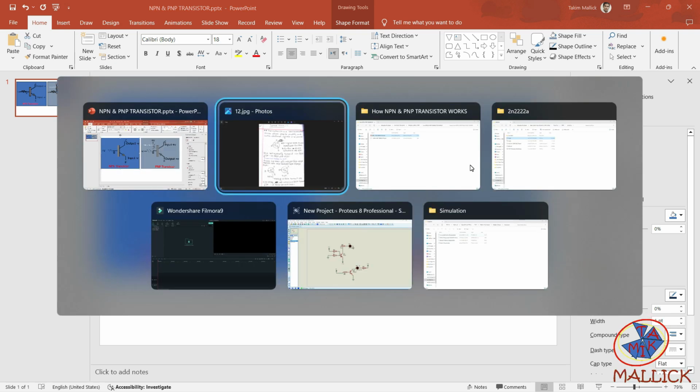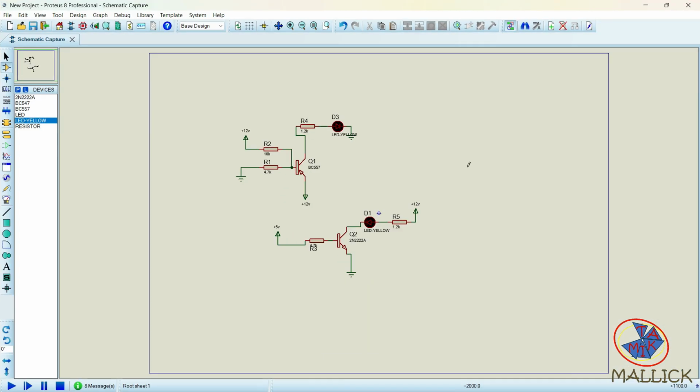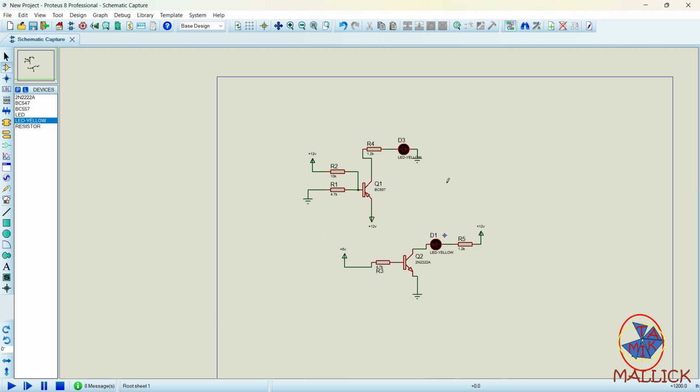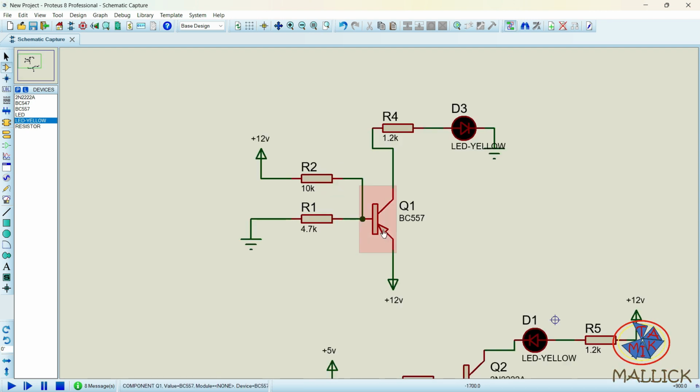Now let's have a look at a simulation. You see, I have used both PNP and NPN transistors here. See the symbol. I hope now you can recognize that this is the PNP transistor. As I told you, we have to use a pull-up resistor in the base. This is the pull-up resistor. For the NPN transistor, input is the emitter. This is the input and we are getting output from the collector.